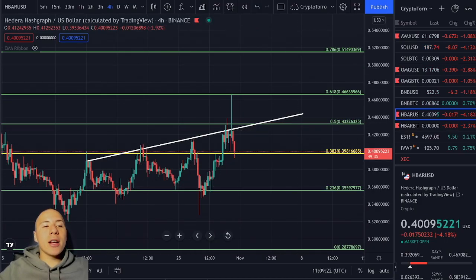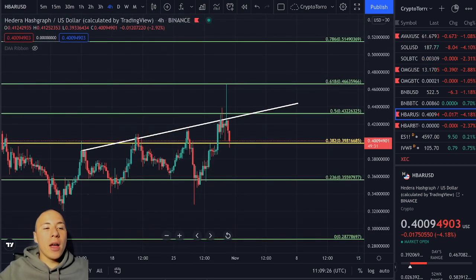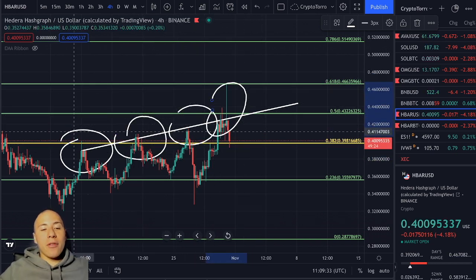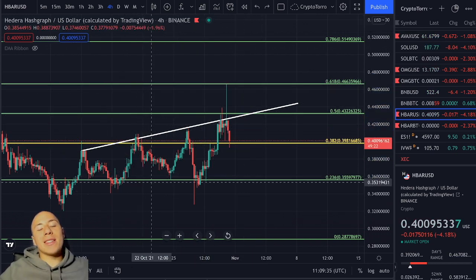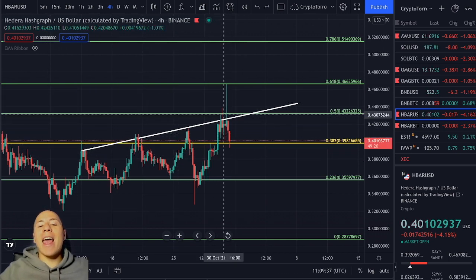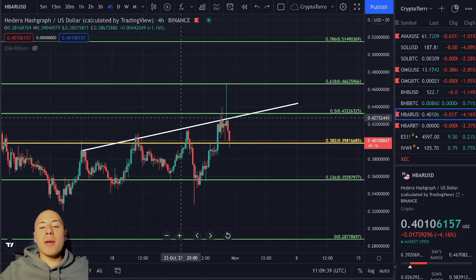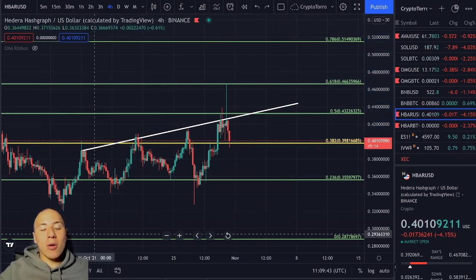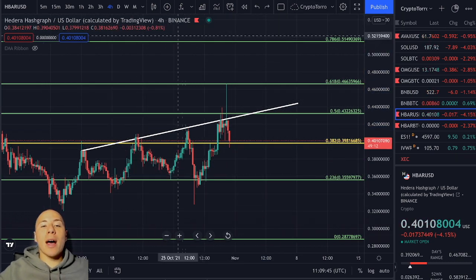On Hedera, what you can clearly see over here are a few things. We have been creating this beautiful higher high structure. Higher highs have been created ever since the 13th of October. And what I think is very important is that we have to break above this ascending resistance to be able to see exponential growth afterwards. Right now, I would like to take a look at the RSI.